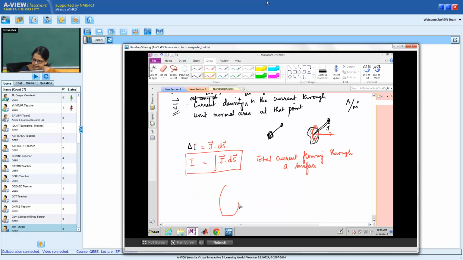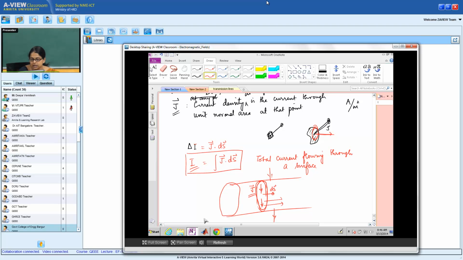To explain this, let's say I have a conductor like this, and I am considering the area of cross section of the conductor. I want to know the current flowing through that conductor. It is not necessary that the current density has to be in this direction. It depends on how we apply the field. If I apply a field in this direction, my current density is actually in this direction. So if I take an area like this and try to calculate the current, it's actually 0, because my surface normal is in this direction, my current J is in another direction, and J dot ds is 0.